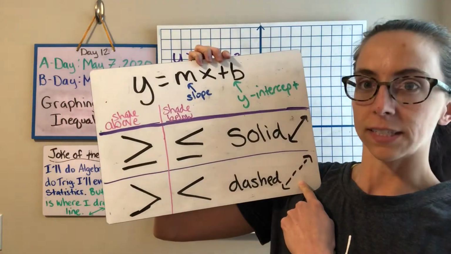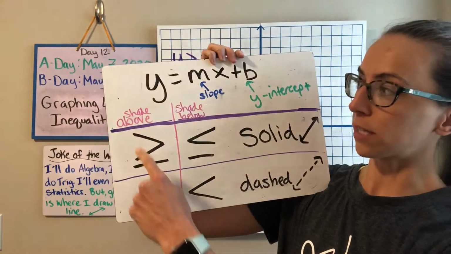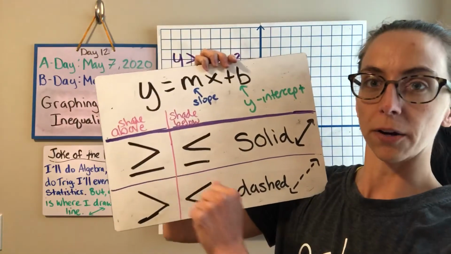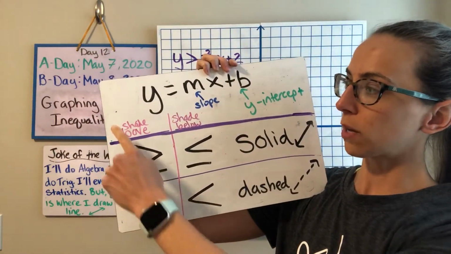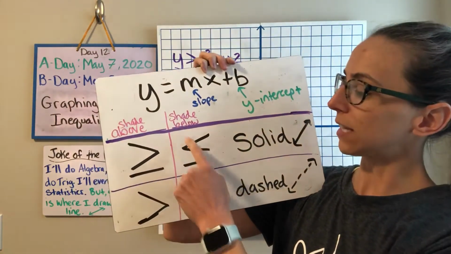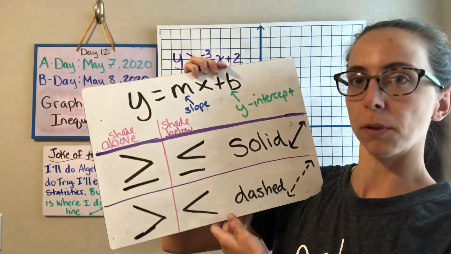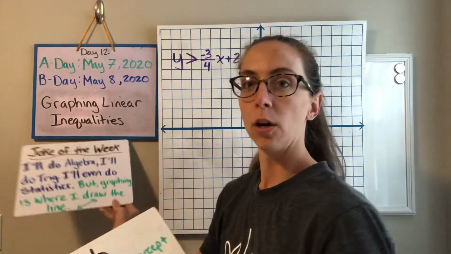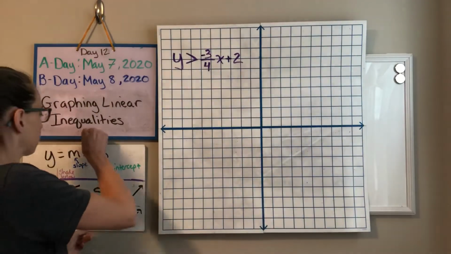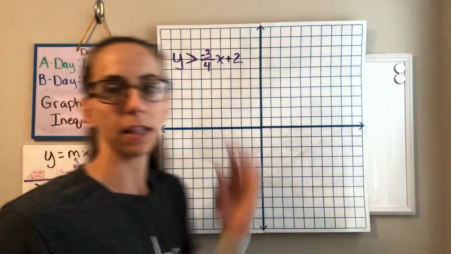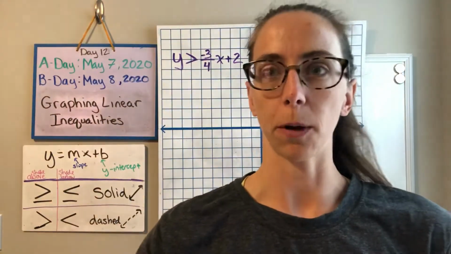And then the second thing, once you create your line, decide whether you're shading above your line, so all the area above your line, or all the area below your line. So if it's greater than or equal to or greater than, you're shading above. If it's less than or equal to or less than, you are shading below. So again, we're going to go through one example on our big board here, and then you're going to complete your quizzes for your practice.